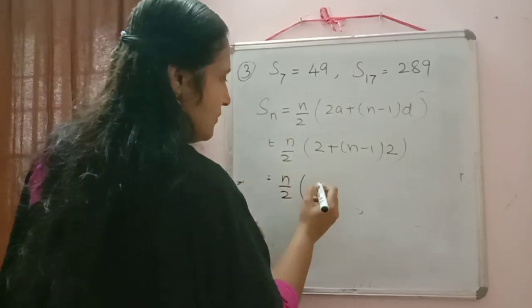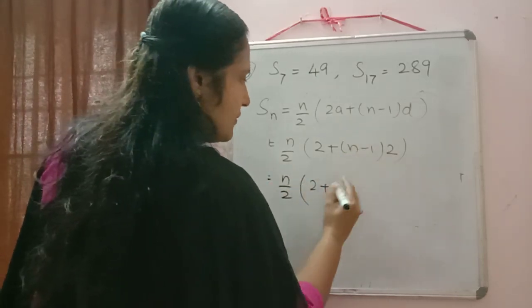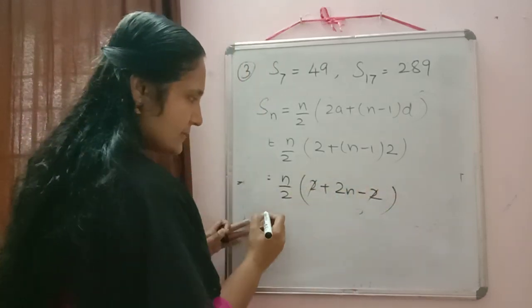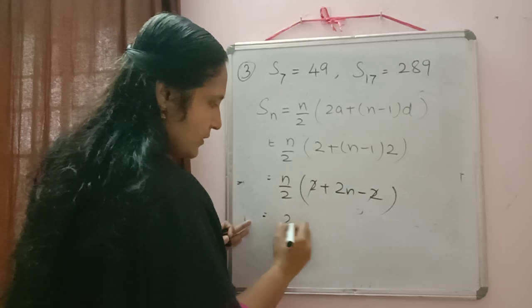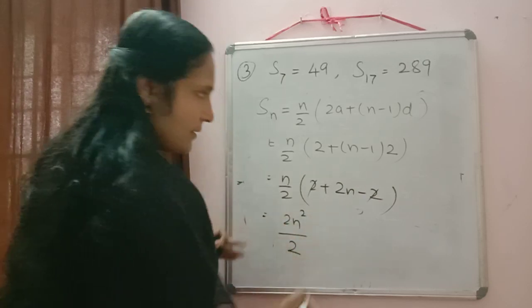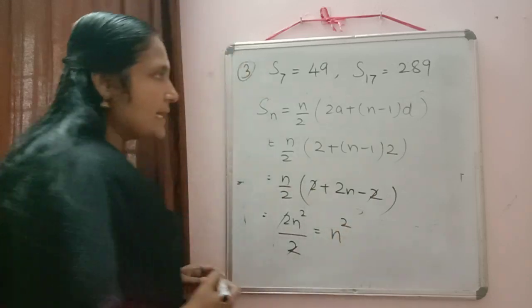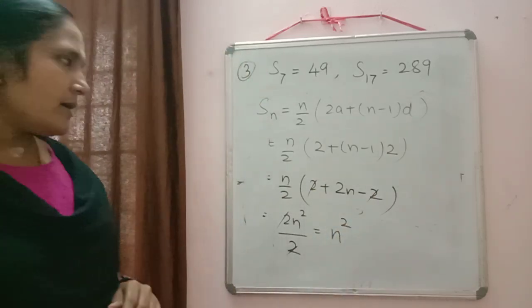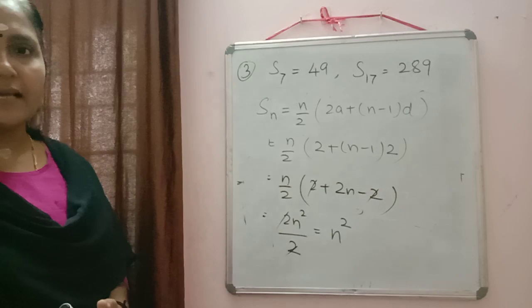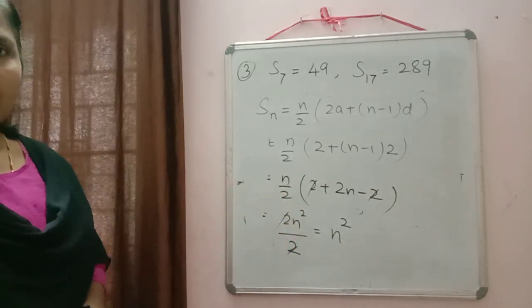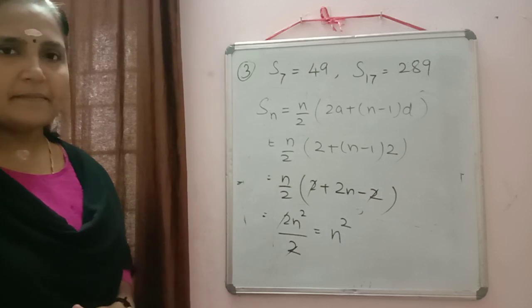n by 2 into 2 plus 2n minus 2. 2 and 2 will get cancelled. So n into 2n will be equal to 2n square by 2. 2 and 2 will get cancelled. We will get Sn is equal to n square. Not necessary that 2 will get cancelled only. Sometimes you will get the answer in fractions. No problem there. So hope it is clear.